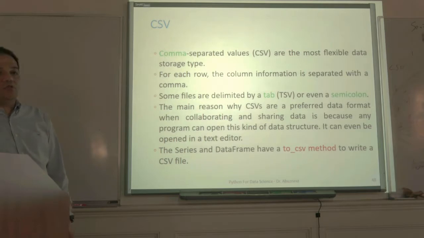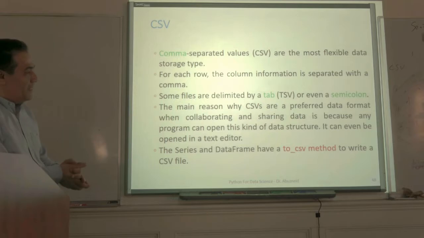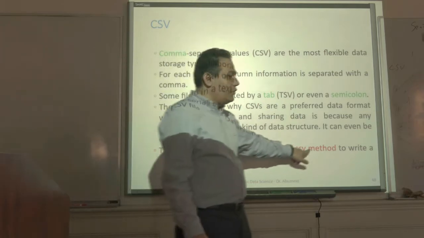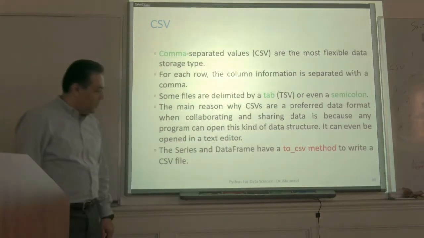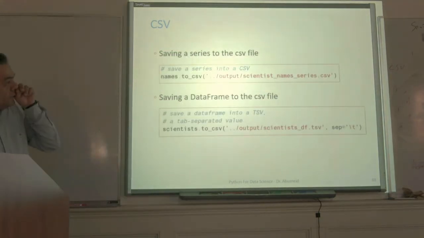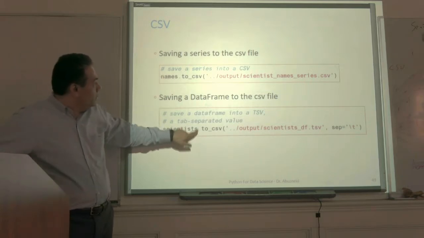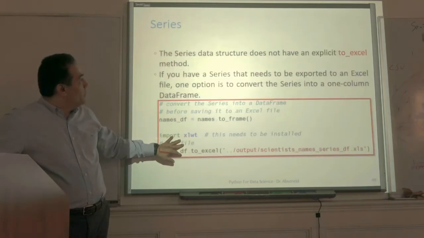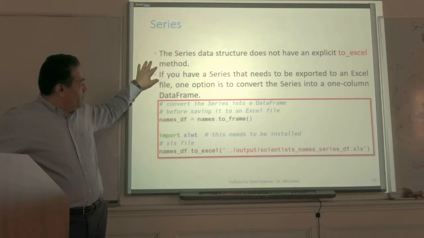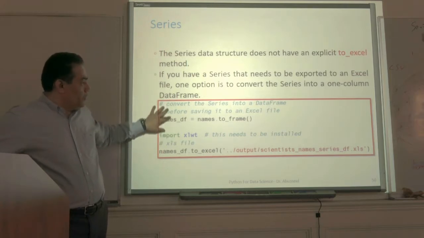Okay, many options. You have CSV, which is comma or tab separated. The same thing: there is a to_csv method and read_csv, right? So you could read and write there. All right, so this is to_csv, and you could write a series. You could write a data frame to a file, right? And in here, if you need to, you could read also.